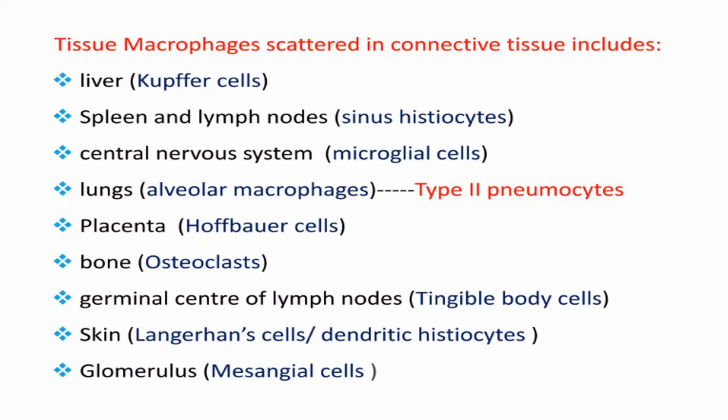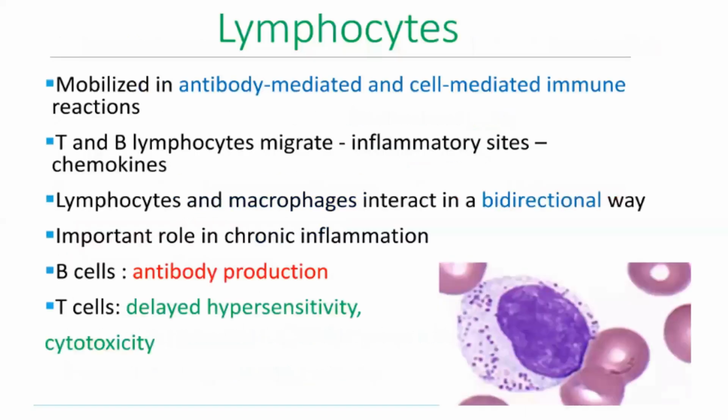Osteoclasts are the macrophage cells of bone. In the germinal center of lymph nodes, macrophage cells are tingible body cells. In skin, macrophage cells are Langerhans cells or dendritic histiocytes. In the glomerulus, mesangial cells are the macrophages. This slide is very important for competitive exams. Macrophage cells are frequently asked in MCQs.